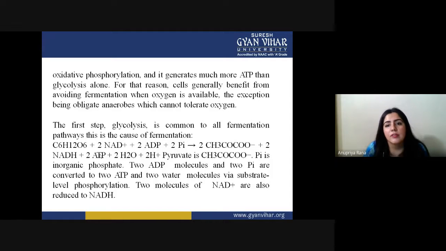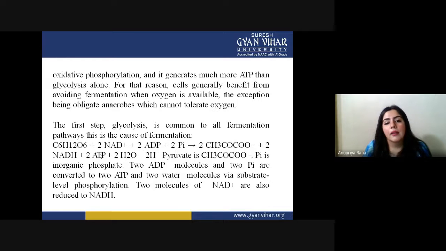For that reason, a cell generally benefits from avoiding fermentation when oxygen is available. So basically, cells do not go through fermentation if oxygen is available. They only go through fermentation when oxygen is not present. The exception is obligate anaerobes, which cannot tolerate oxygen. For those microorganisms, there is no choice. They have to go through the fermentation process.